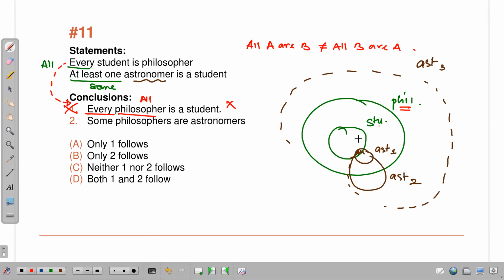Then some philosophers are astronomers. I think that is always going to be true because some of the astronomers are always going to be students. At least one astronomer is a student, and a student is always going to be a philosopher. So at least one astronomer is always going to be a philosopher. So this conclusion is definitely true, and therefore B becomes the correct answer.